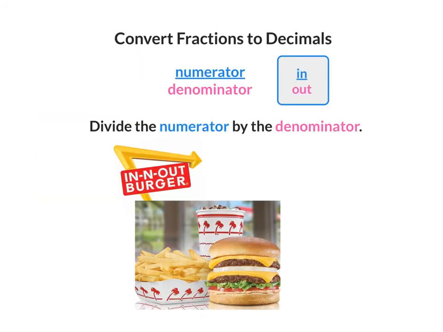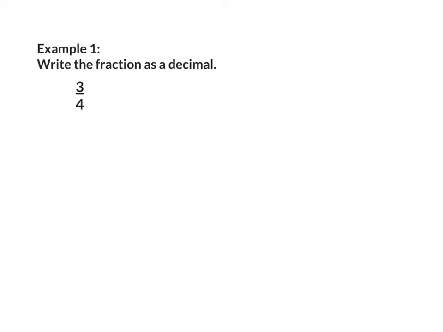Convert fractions to decimals. Think of division. Divide the numerator by the denominator. Use a strategy, in and out, just like the hamburger joint. Example number 1. Write the fraction as a decimal. I'm going to use the strategy in and out. So 3 is going to go in, and 4 is going to go out.